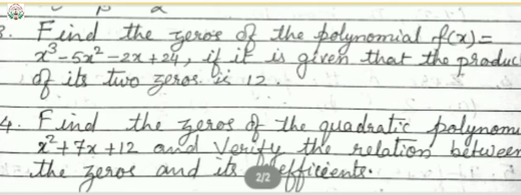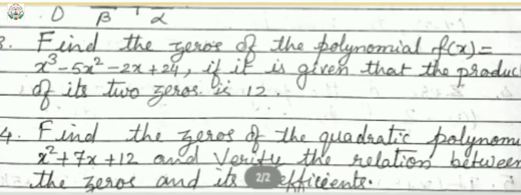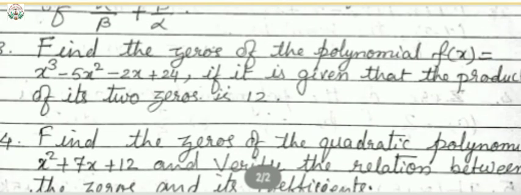Okay, but here the product of two zeros, alpha into beta, is given as 12, is it not? So gamma will be what? You find out. That is 24 upon 12. So what is the value of gamma? You check it out. And after that, the sum of the zeros, that is alpha plus beta plus gamma equals to what? That is minus b upon a.